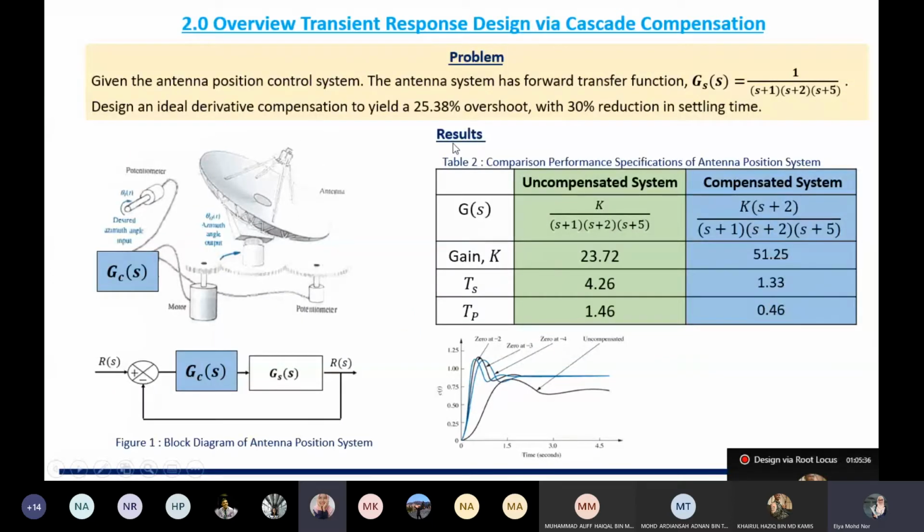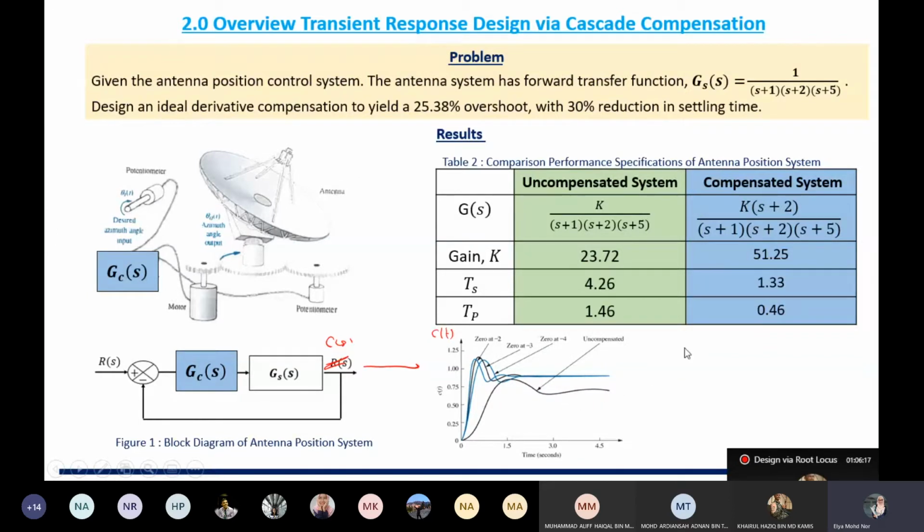So we compile both results. Now let's talk about the results. For the uncompensated system, look at table 2, which is a comparison of performance specifications of the antenna position system. When it is uncompensated, without the controller, it only has the gain. So the gain at 23.72 will produce an output response here that will give the settling time 4.26 and the peak time 1.46, which is the black color here.